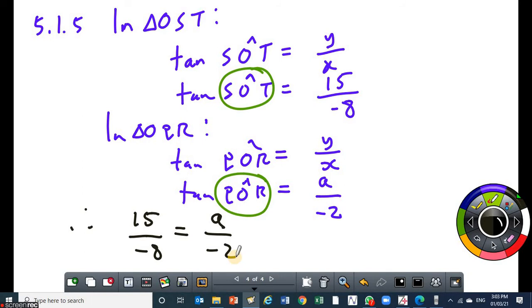Okay? Then I'll cross-multiply here. You cross-multiply, you're going to get minus 30 equal to minus 8a, okay? That will give you 30 equal to 8a, then you divide both sides by 8, you get 15 over 4. Yes? So, like that, you don't have to divide.